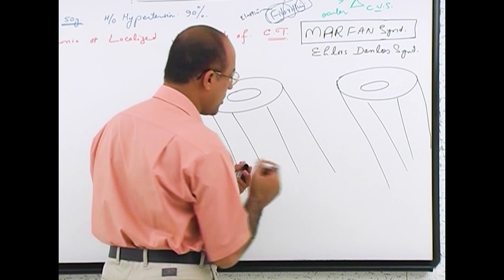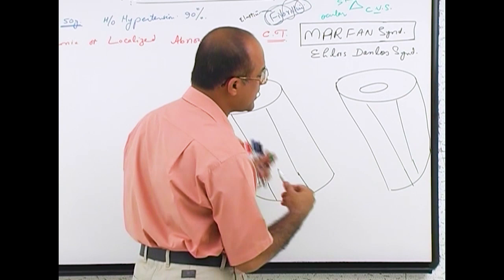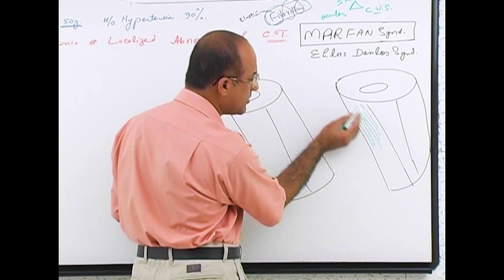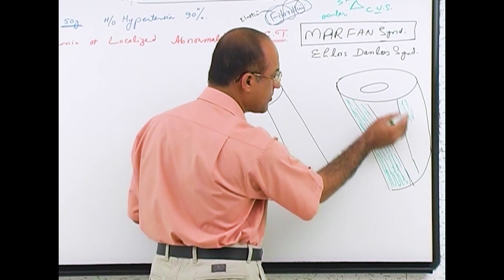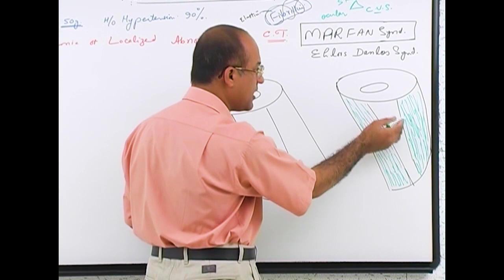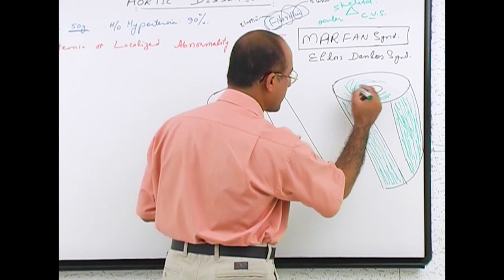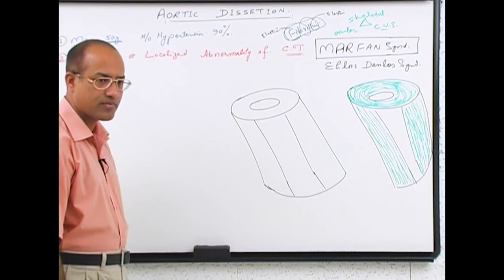In a healthy aortic channel, what you really find is that there are multiple layers of fibroelastic tissue and muscular elastic tissue in the normal healthy aortic wall. There are multiple layers of fibroelastic tissue with muscular tissue in the aortic wall, and this tissue gives it real strength. This is a healthy aortic wall. Now we'll see what really goes wrong in Marfan syndrome. The problem is with the elastin tissue.